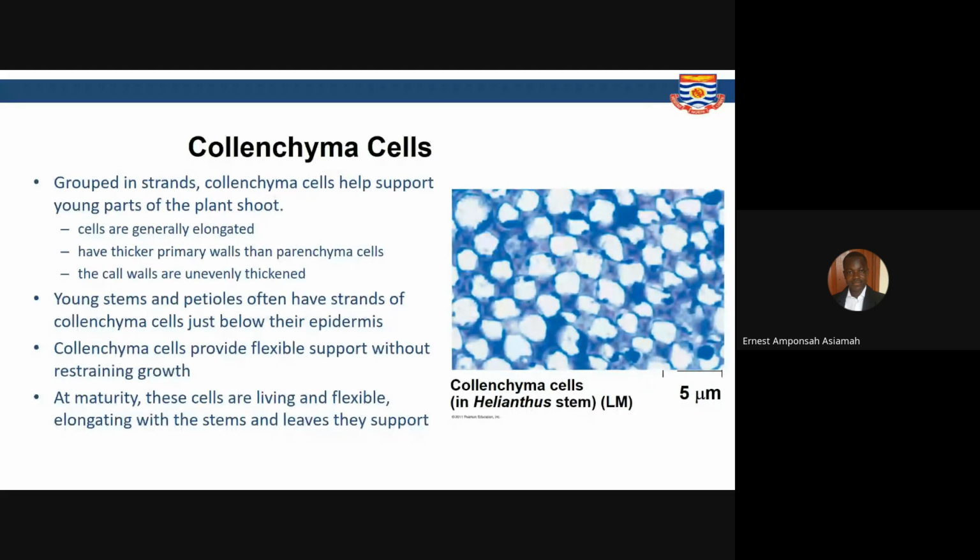Now, the cells are usually elongated. They are like cylinders. If you look at them, the walls are relatively thicker. So they have relatively thicker walls if you compare them with the parenchyma cells. And the cell walls are unevenly thickened. So you look at their cell wall, and some parts may be thickened, while other parts are not thickened like this region. So like this other one, you see that their walls are not that thickened.